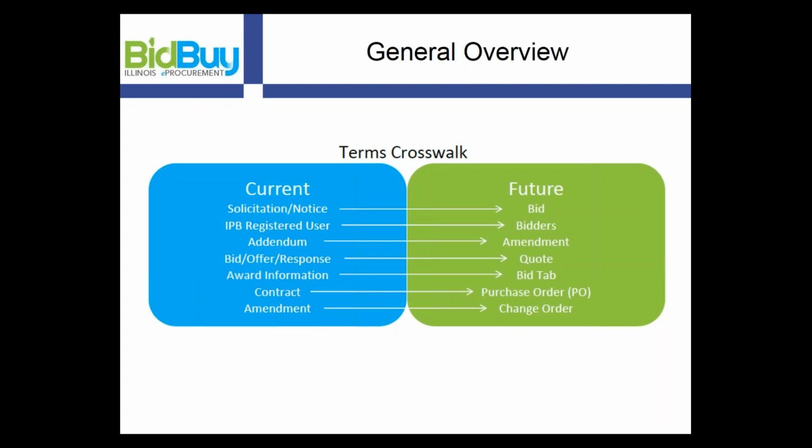So currently, solicitations and notices in BidBuy are going to be called bids. IPB registered users will be called bidders. Addendums will be called amendments. Bids and offers will be called quotes. Award information will be the bid tab. Contracts will be called purchase orders, or POs, in BidBuy, and amendments are called change orders.